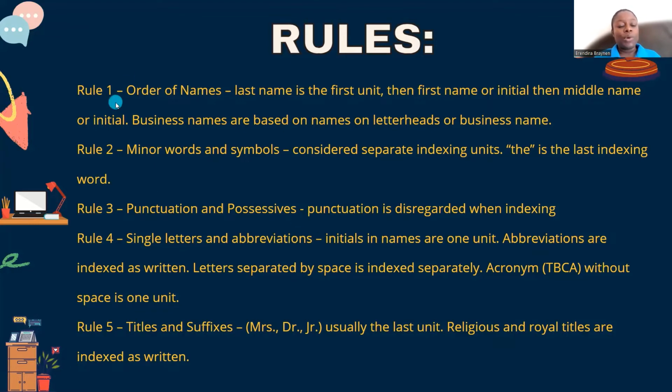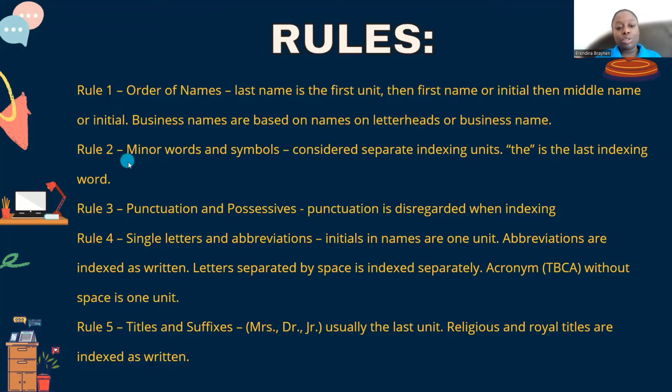And so rule one is the order of names. When we have the name of an individual, we should know that the last name is always the first unit, followed by the first name, then the initial or middle name. So if my name is Sarah Lee Jones, the first filing unit is Jones. So I'm going to start with J when I'm trying to determine where to file it alphabetically. Then Sarah, because that's my first name. Then Lee, which is my middle name. And that's how it works when we're working with an individual that has just a regular name.